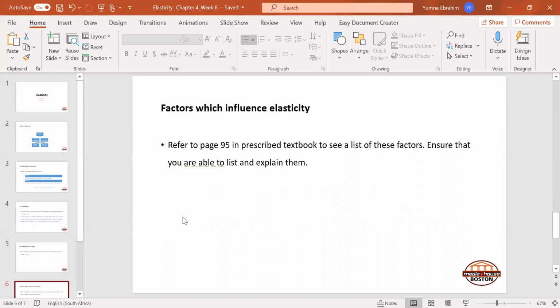Please make sure you keep up with your work and your studies and don't let it snowball, because in economics, as you can see, each lecture and each concept builds on the previous concept.